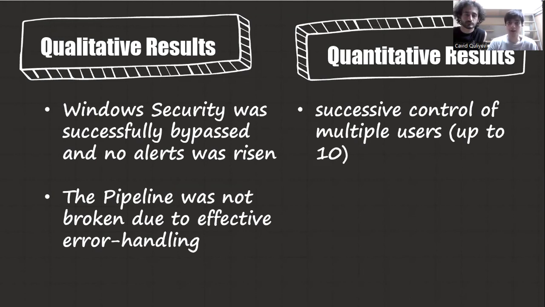The second part is the advanced error handling that provides an unbreakable pipeline. In other words, if something unpredictable happens, the process won't crash. And in terms of quantitative results, we were able to control up to 10 victims simultaneously.